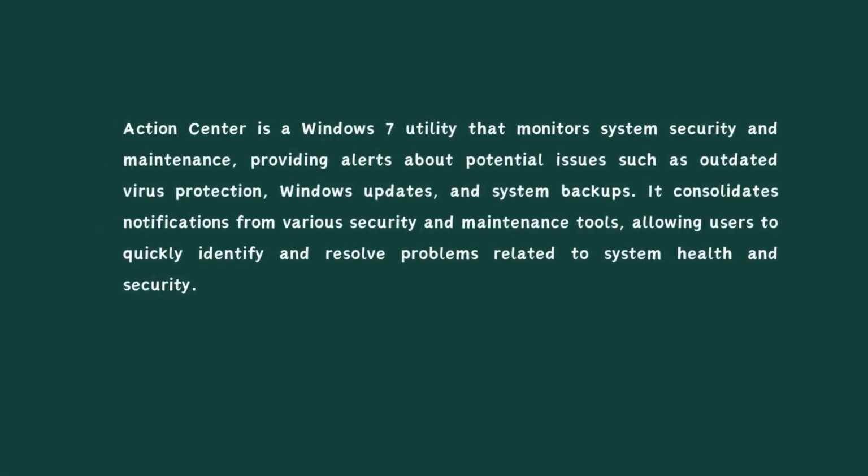Action Center is a Windows 7 utility that monitors system security and maintenance, providing alerts about potential issues such as outdated virus protection, Windows updates, and system backups. It consolidates notifications from various security and maintenance tools, allowing users to quickly identify and resolve problems related to system health and security.